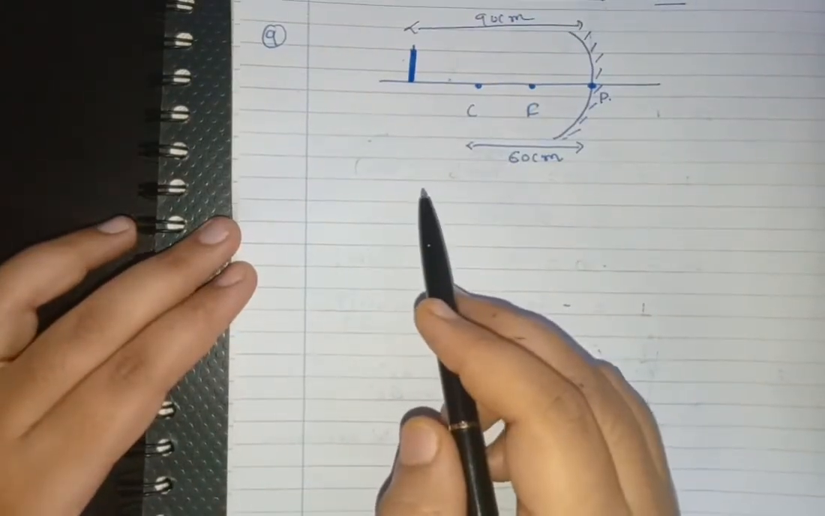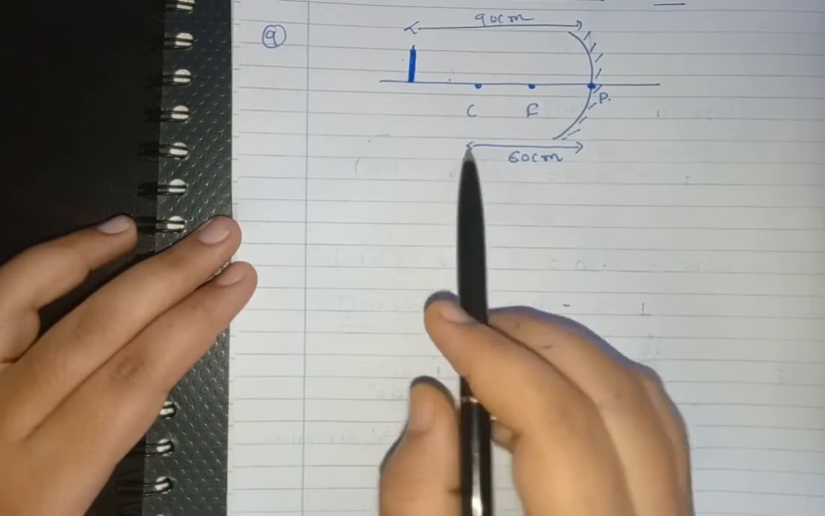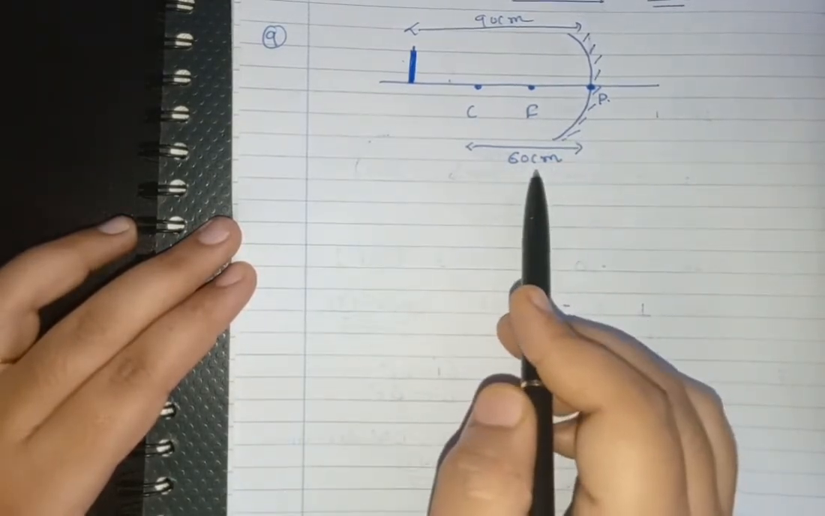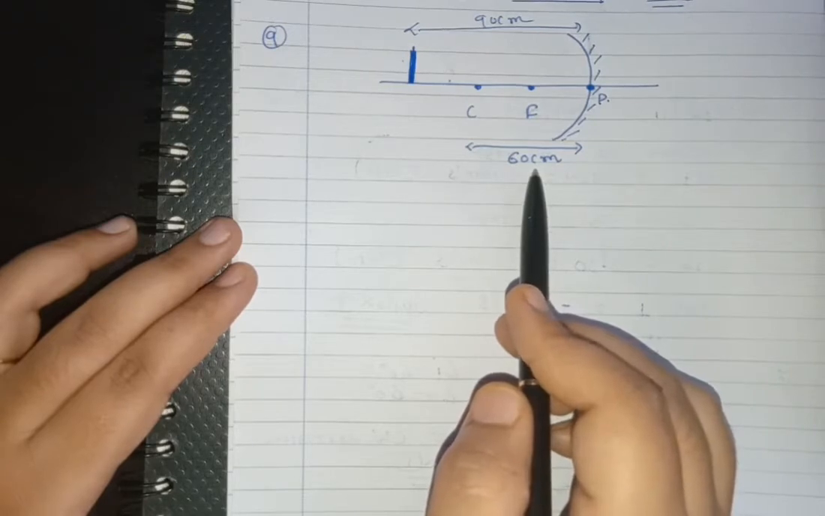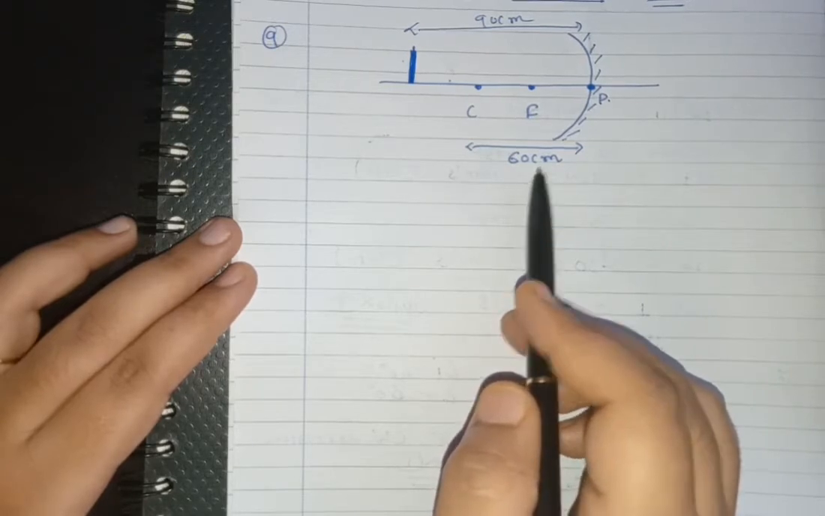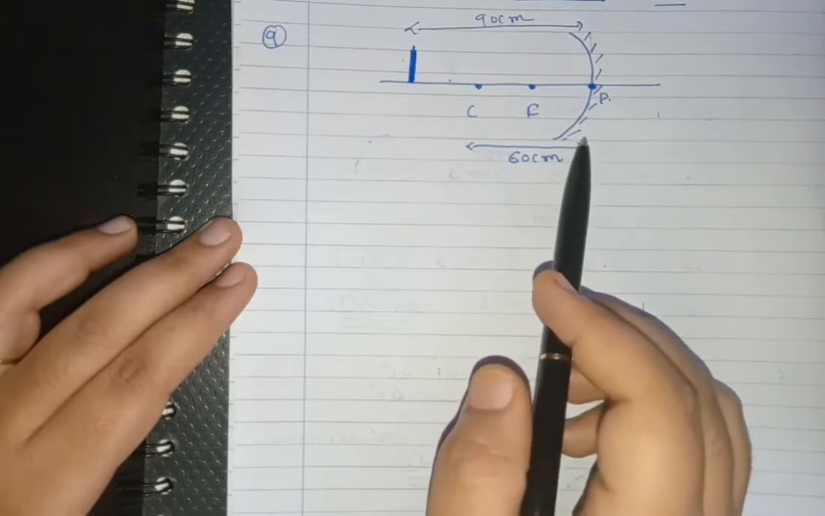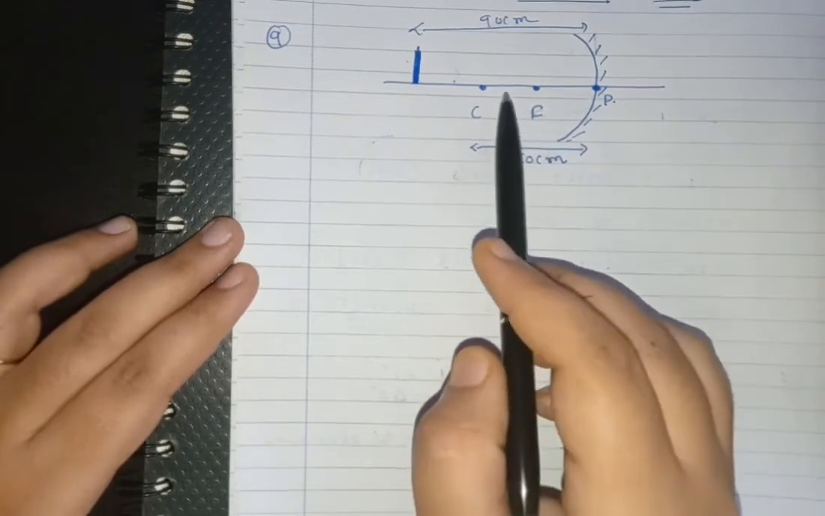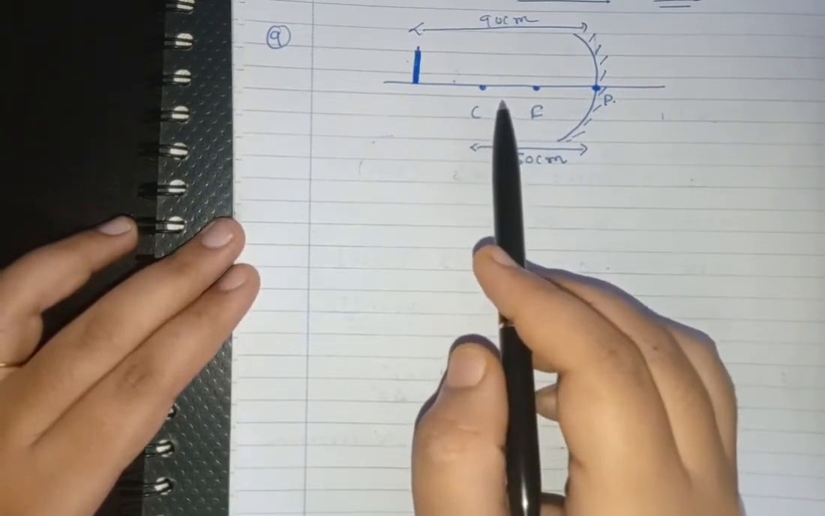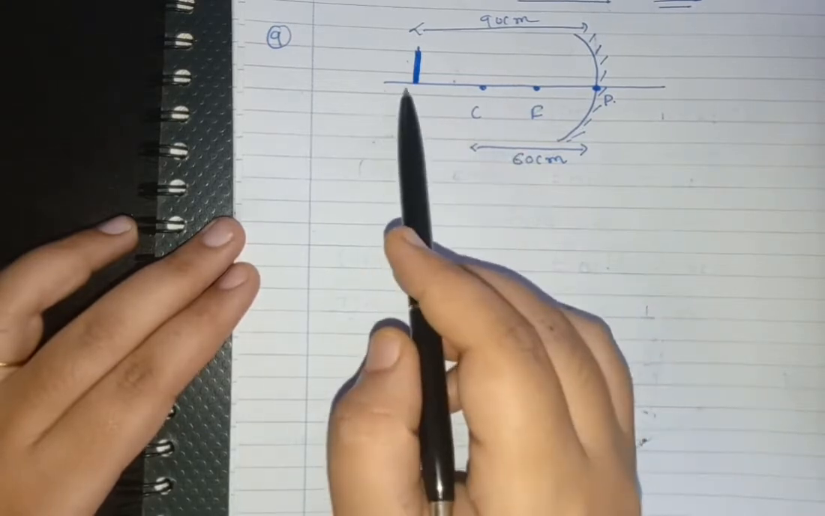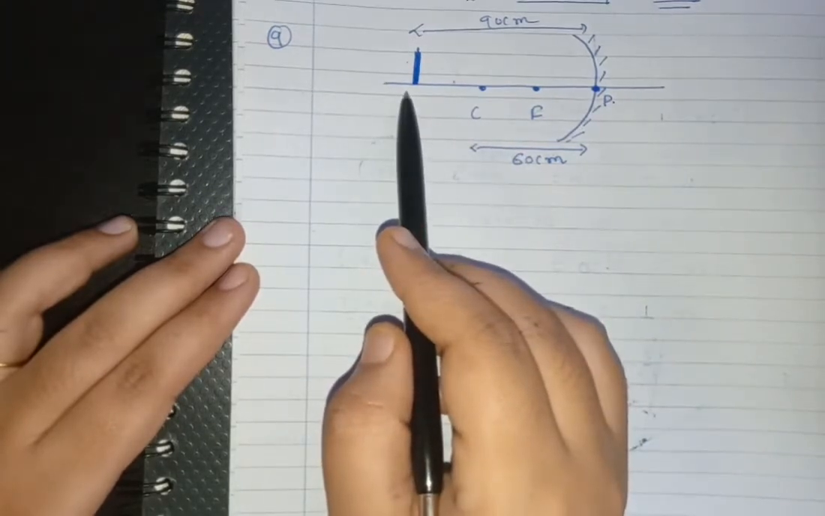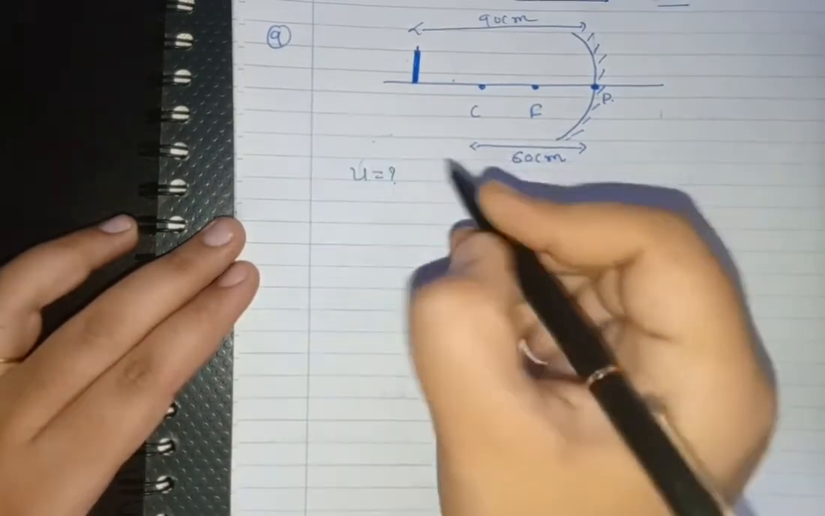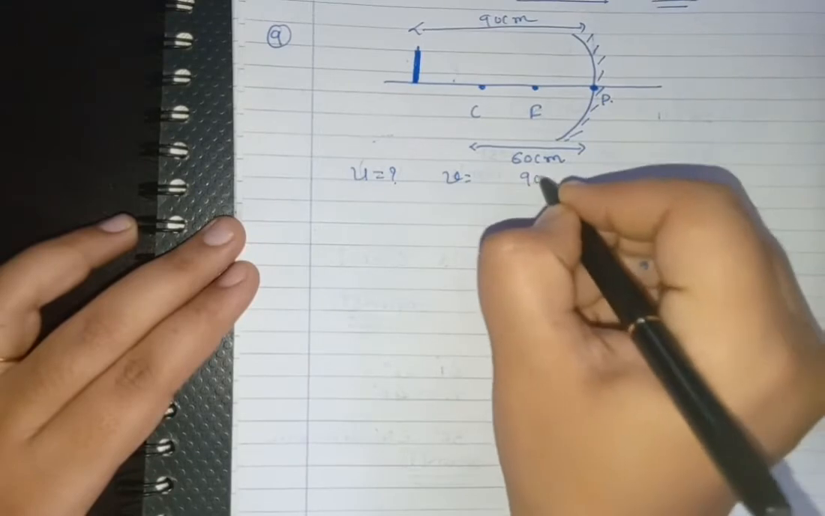In question number 9, an unlit candle is at 90 cm from a concave mirror of radius of curvature 60 cm. Where must a flame be put from the mirror so that its image may be seen coming out of the candle? So we want to put the lit candle or flame in such a way that its image should be found at the position 90 cm from the mirror. So for that we want to find the object distance u. Image distance is 90 cm.